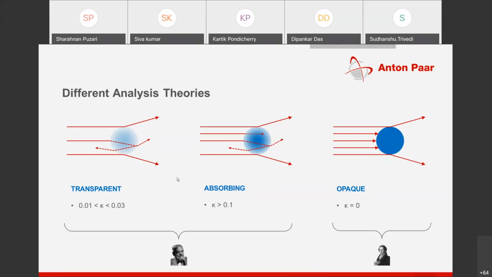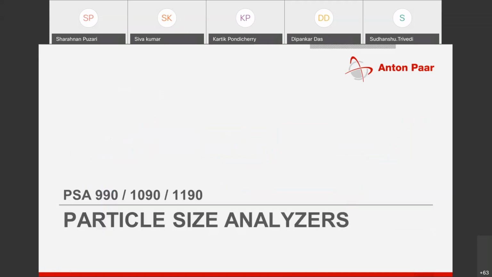These two theories, transparent and absorbing, were introduced by me, and Ronopro introduced the opaque theory. There are two different theories that are used for analysis of the particle size systems. Now I will show you a little bit of the particle size analysis.